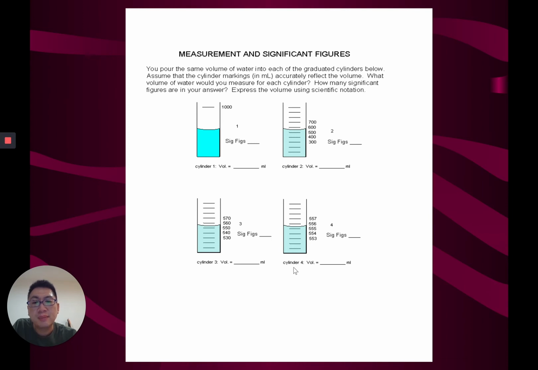Cylinder 4. How much water is in this picture here? Well, somewhere between 555 and 556. About halfway-ish between 555 and 556. So how about 555.5 milliliters? And if I wrote 555.5, that number would have 4 significant figures. There are 4 digits in that number.